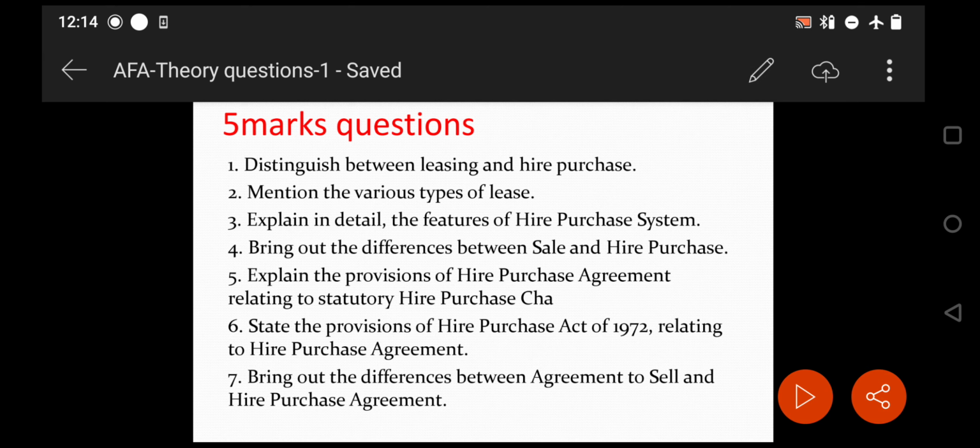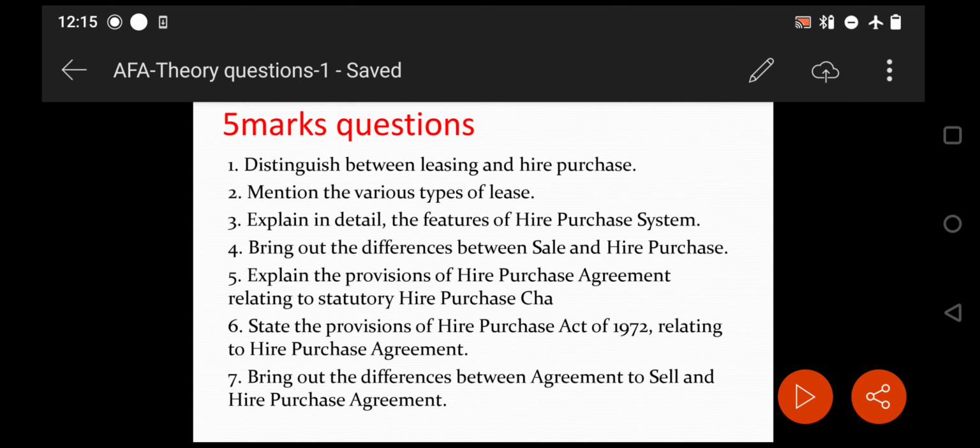The third difference between agreement to sell and hire purchase agreement is, in an agreement to sell the buyer can sell or pledge the goods, because he will already have the ownership of the goods, but it is not possible in hire purchase agreement. And in agreement to sell, the buyer can take advantage of implied conditions and warranties under the Act, but it is not possible in the case of hire purchase agreement.